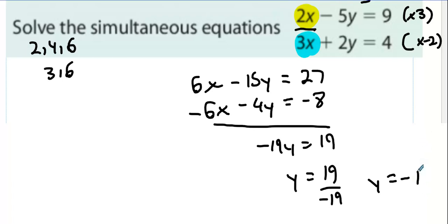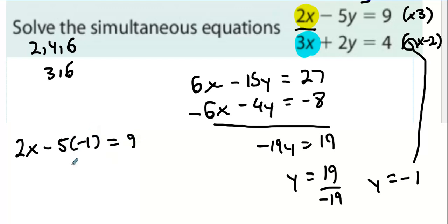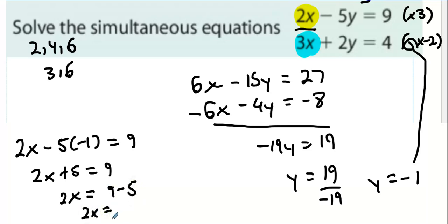Sub it back into one of the original equations. Sub into the yellow one. So what do you do here? 2x minus 5 what? Minus 5 times minus 1 is plus 5, yeah? What happens to that plus 5 when you move it over? 9 minus 5. And what's 9 minus 5? All right. What happens to that 2? Where does it go? Under the 4, x equals 2. Yep. All right.